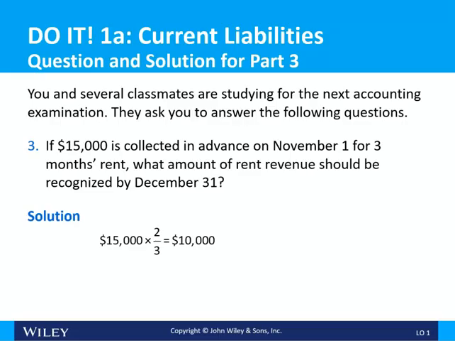As a bonus question, what is left in our unearned revenue account? And that's $5,000. So 1/3 of 15,000, or the 15,000 minus the 10,000 that we recognized. We have 5,000 left in the unearned revenue account.